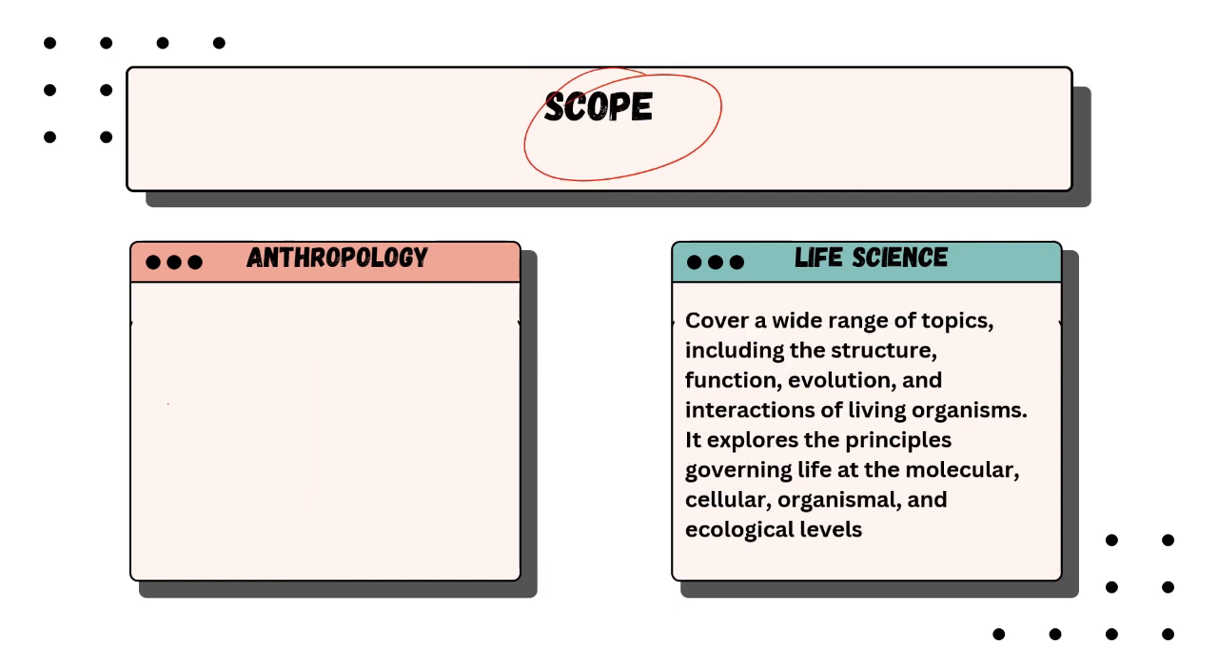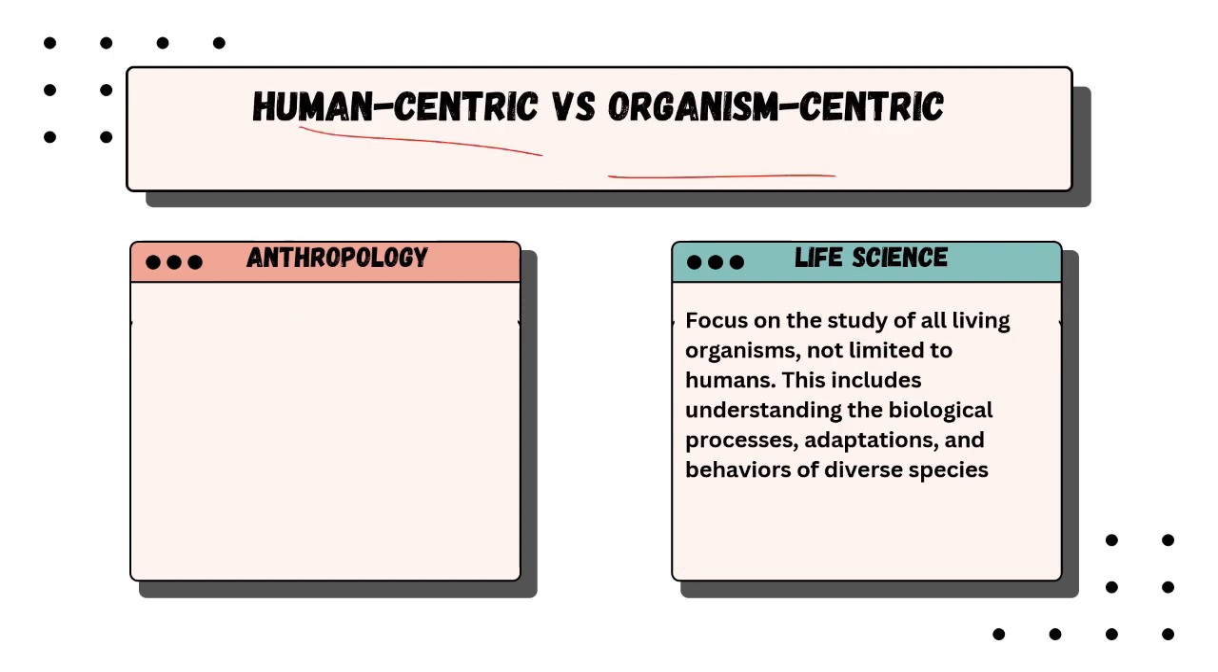Then scope. Anthropology has a wider scope. We have seen earlier, it studies almost all parts of human aspects, and it also studies both cultural and human diversity. Whereas life sciences cover a wide range of topics that include the structure, function, evolution, and interaction of living organisms. It explores the principles governing life at the molecular, cellular, and ecological levels. Next, human-centric versus organism-centric. We know anthropology is more centered on humans and human aspects, whereas life science focuses on the study of all living organisms, not limited to humans. It includes the biological processes, adaptations, and behavior of diverse species.